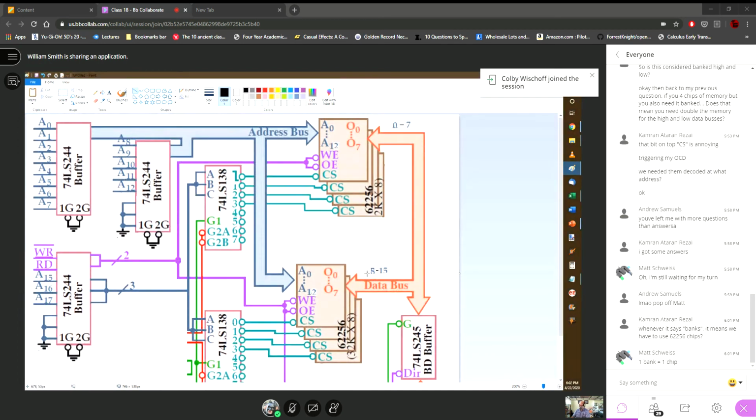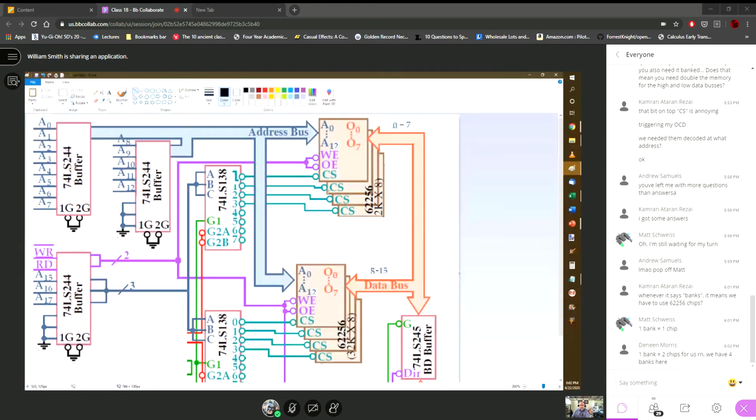So we've got the fundamental chip. 1 bank equals 2 chips. We have 4 banks here. Or you could think of there's an upper bank and a lower bank, in which case, either way you want to think about it works. But in order to make up the full data width, I'm going to need at least 2 chips to do that, because each chip has only 8 bits of data wide.